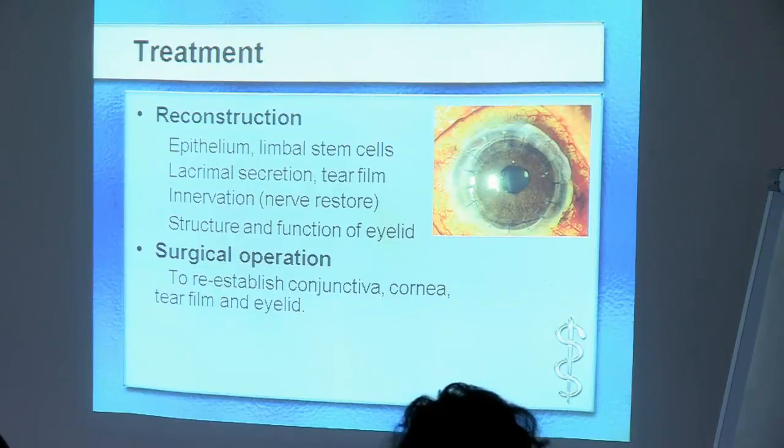The second step further, if that's not helping, is you can actually have inserts put in which are continuous release and secrete tears. You can use eye drops which stimulate the tear glands to secrete more tears.